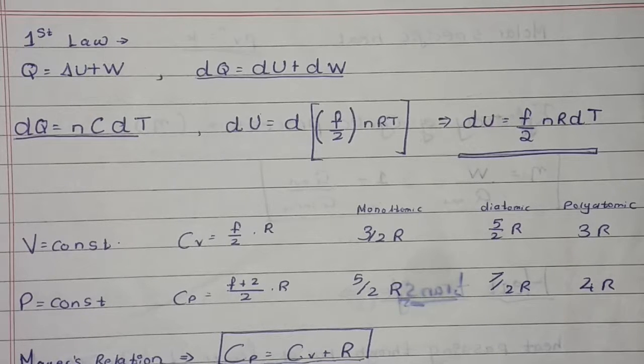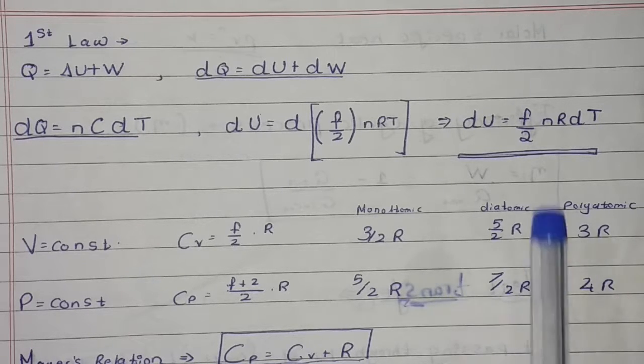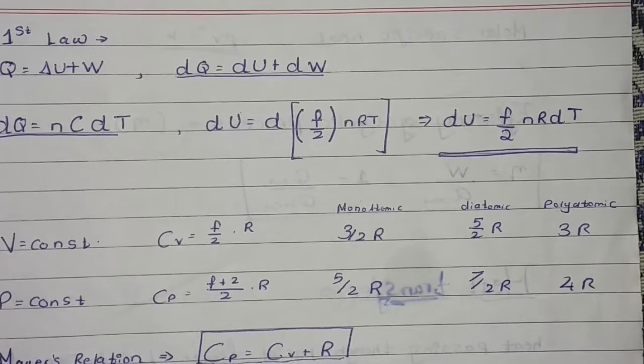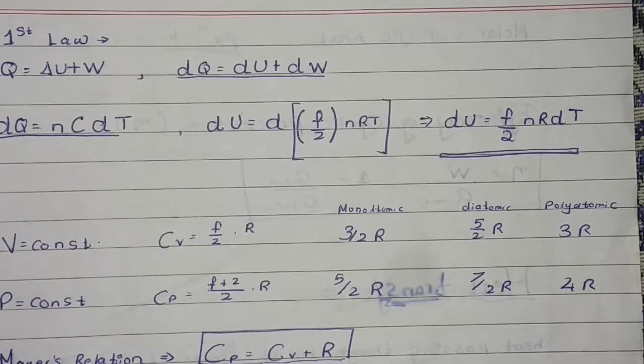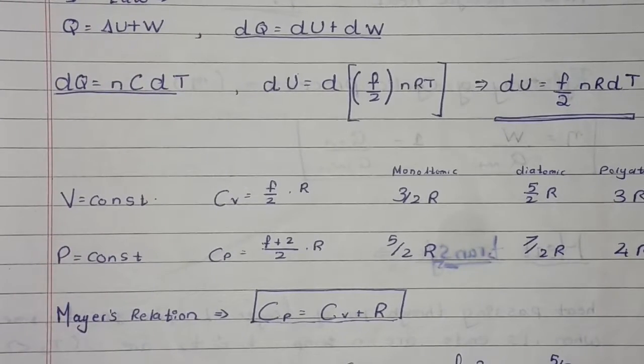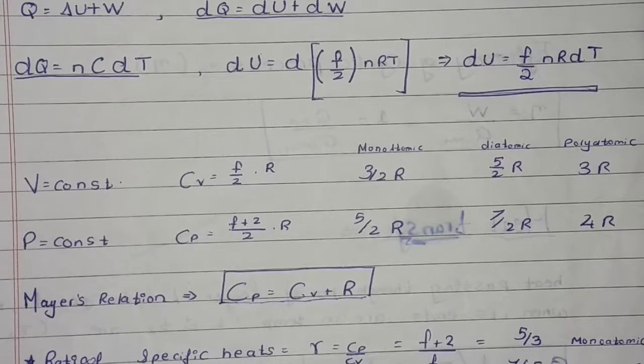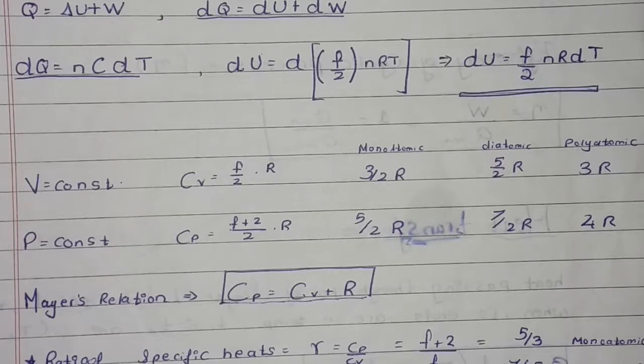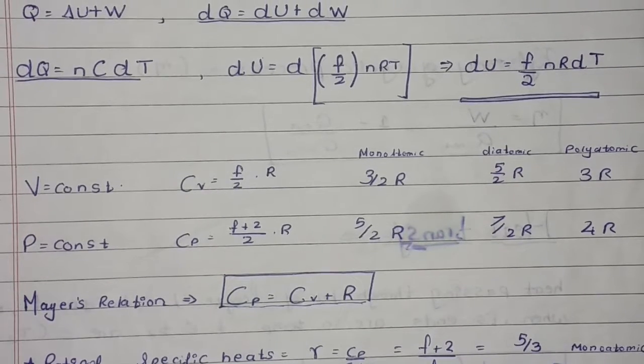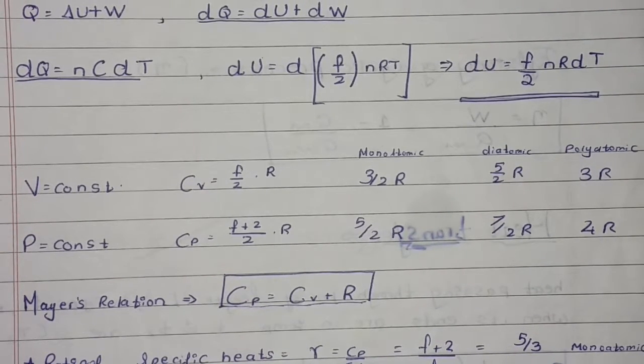So let's do the first law, which tells us change in heat equals change in internal energy plus change in work. That is dQ equals nC dT, or this formula, dU equals f by 2 nR dT. This is the formula for internal energy. At constant volume, Cv is the specific heat with constant volume. That is f by 2 into R. For monoatomic 3 by 2 R, diatomic 5 by 2 R, and polyatomic 3R.